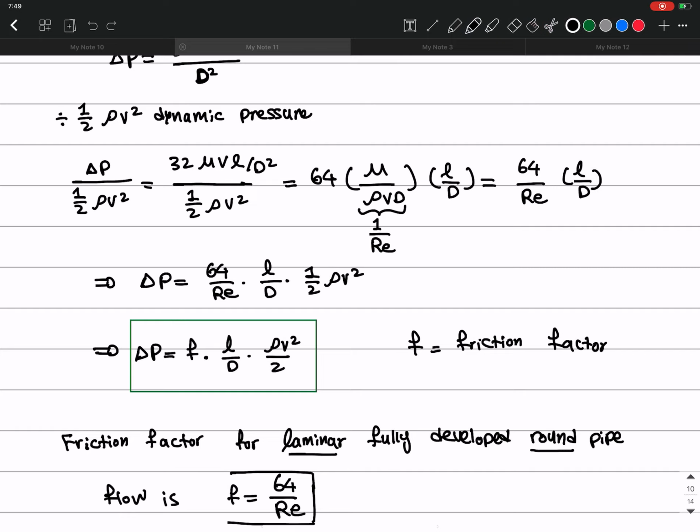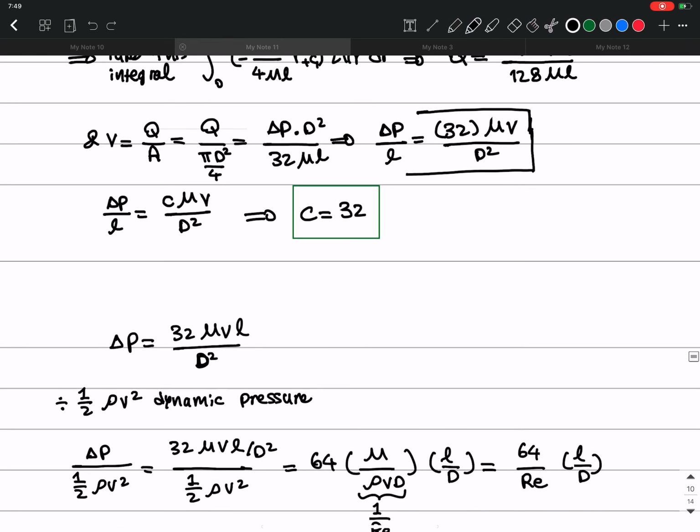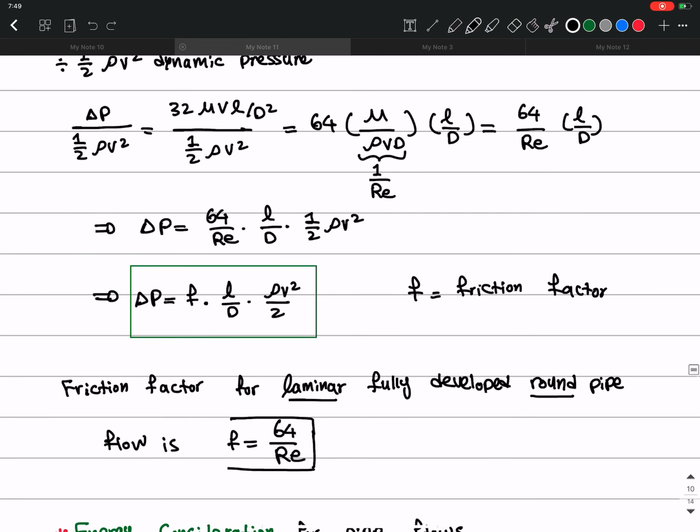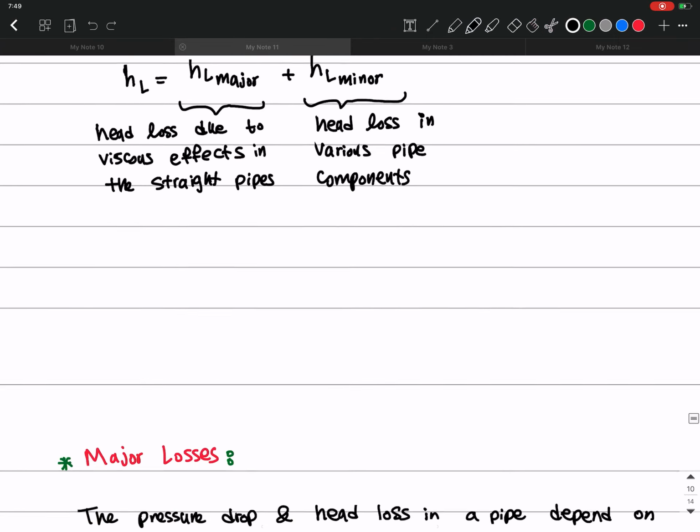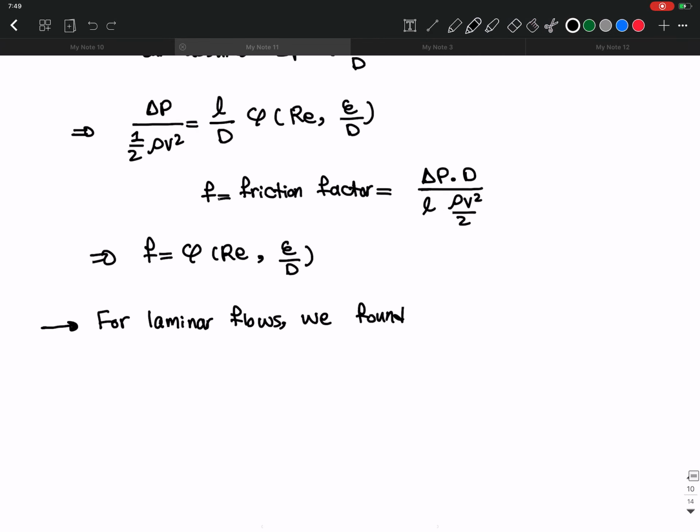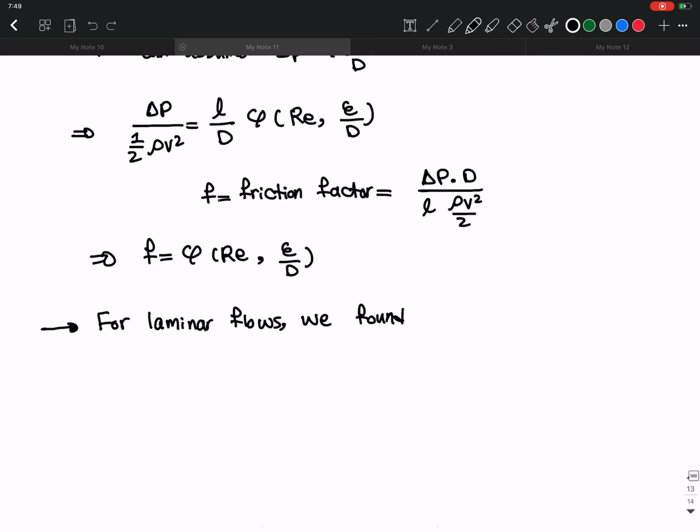So you can look at it here. Yeah, so we had derived it down here. So the friction factor is here. And then for a round pipe, the friction factor we found is 64 over Reynolds number. So I'm just going to write it down. For a laminar flow, we found that f is 64 over Reynolds number.